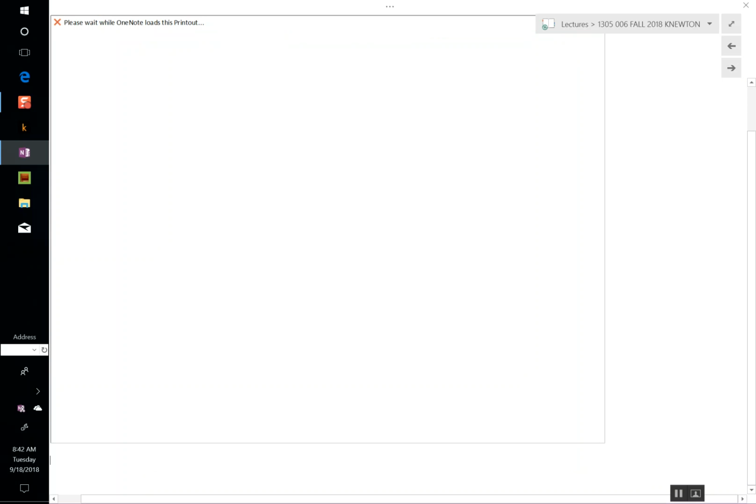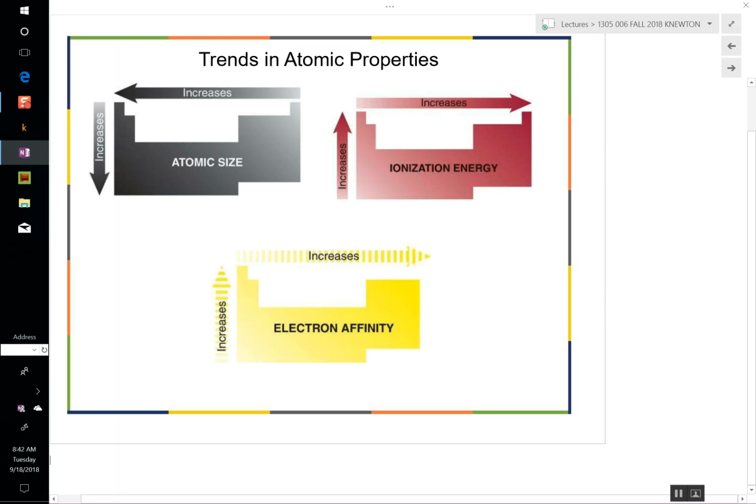And I think that summarizes these trends. Atomic size increases going down. Atomic size decreases as you go across from left to right.